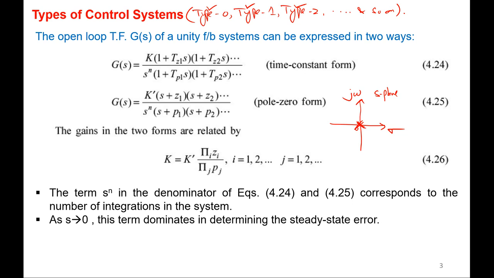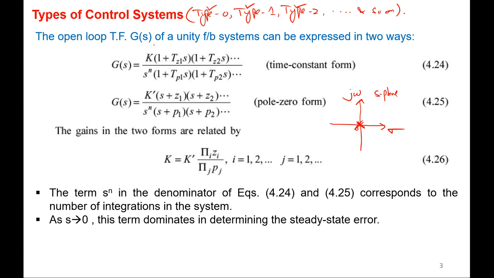For the given open loop transfer function, based on the location of the poles at the origin, we can classify it as type 0, type 1, type 2 and type 3 and so on. This classification we already know. Now we will see it from another perspective.